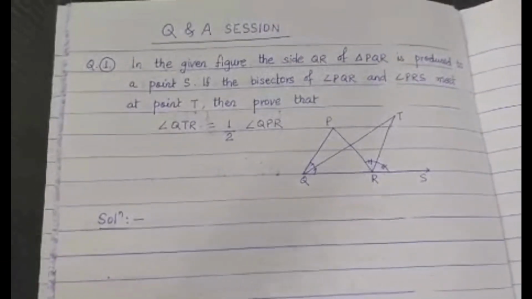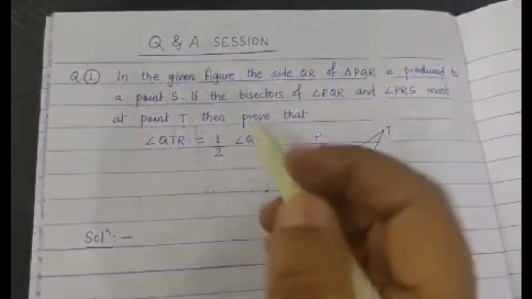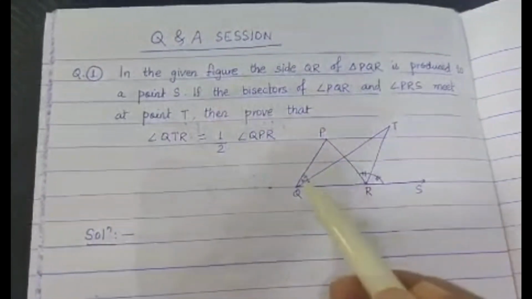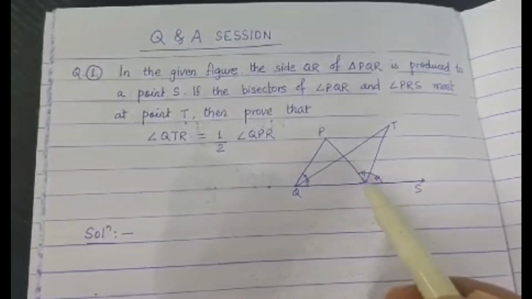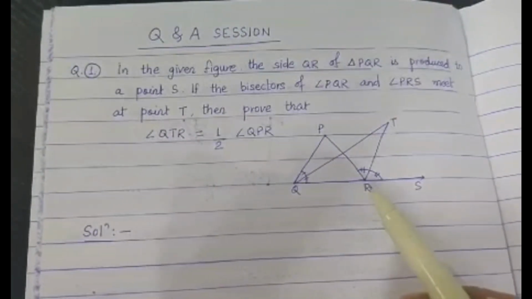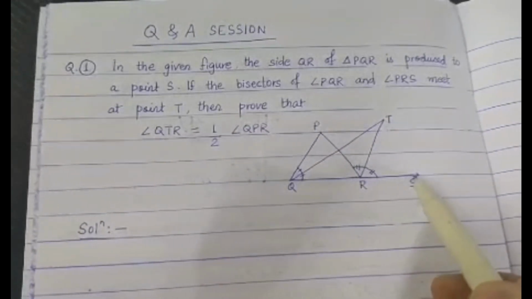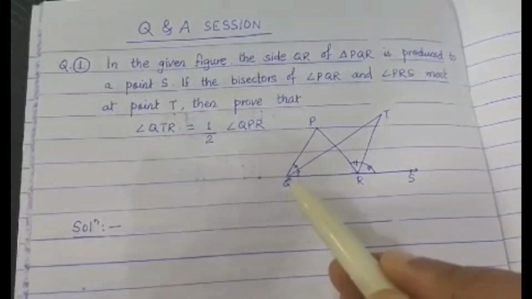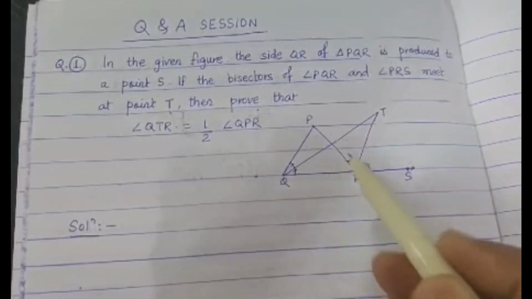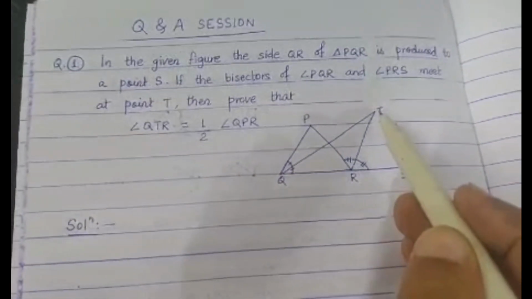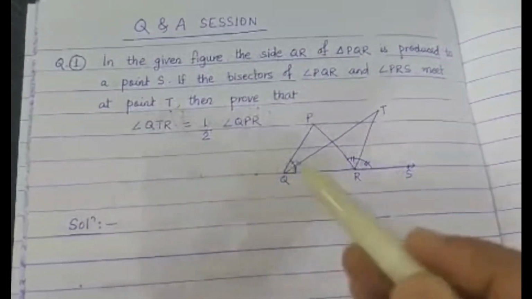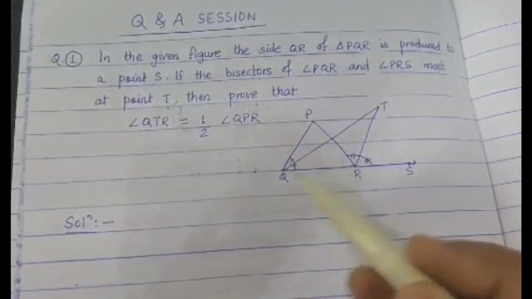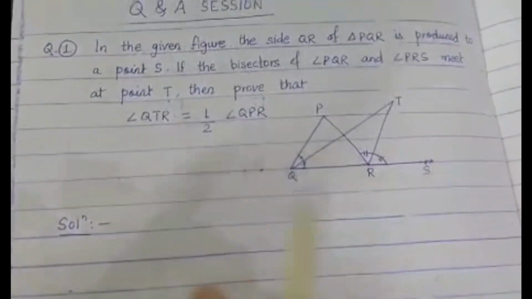So friends, let's start the video with the problems. The first question I have taken is: in the given figure, the side QR of triangle PQR is produced to a point S. Let us suppose this is point X. If the bisectors of angle PQR and angle PRS meet at point T, then prove that angle QTR is equal to half of angle QPR. We are going to prove it.